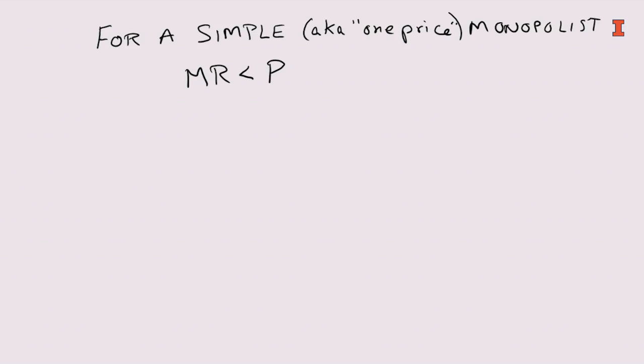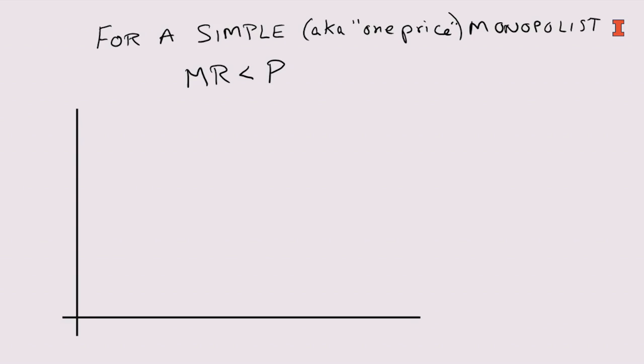Greetings. In a previous video, we determined that for a simple monopolist, which we call a one-price monopolist, that monopolist will have marginal revenue less than price. We drew a very simple little diagram. Suppose I had this situation where this is price and this is quantity, and this was my demand curve, and I said at $100 for price, 50 people bought the product.